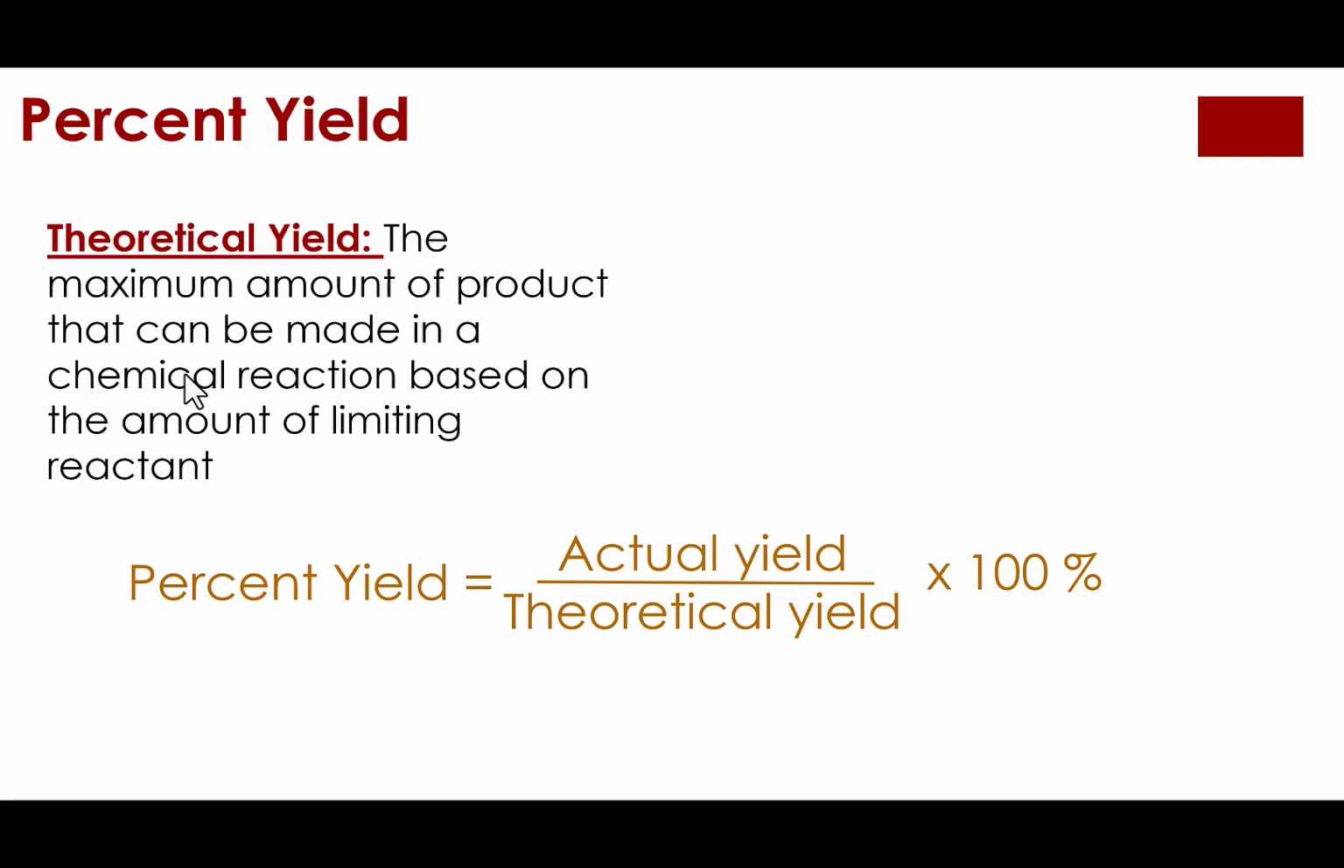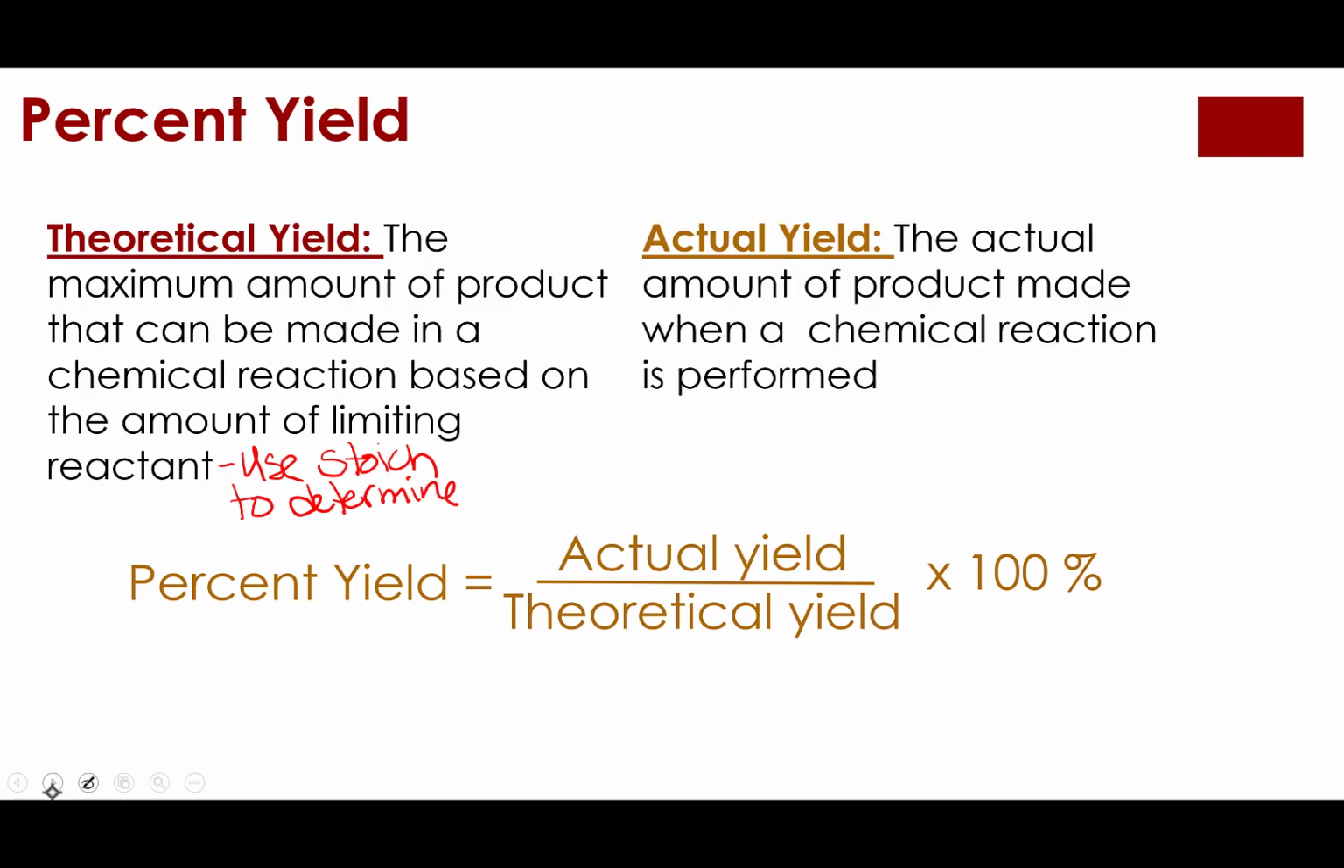Reality is not perfect. So the theoretical yield is always going to be a mathematical calculation, right? Math is theory. So the theoretical yield is what we're going to use stoichiometry to determine. Okay, we're going to use stoichiometry.